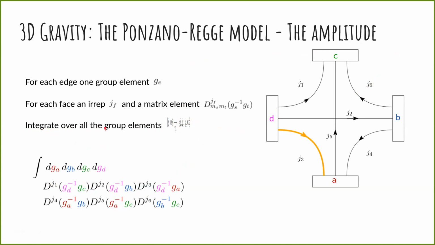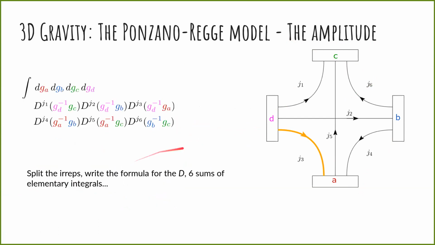So the next step is to integrate over all the group elements. So we have 4 group elements. Let's integrate over them using the Haar measure. That's it. That's the expression that you get for the vertex amplitude.